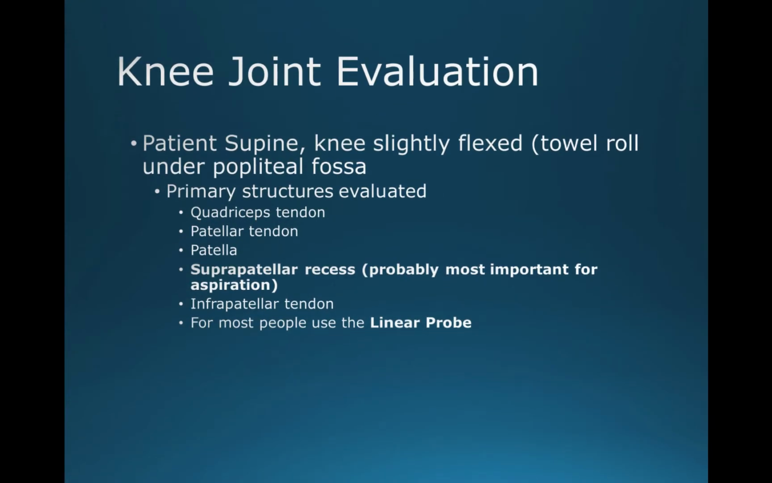So how do you evaluate the knee joint? I usually have the patient supine, knee slightly flexed. A lot of times I'll put a towel roll under the popliteal fossa. That helps distend the joint slightly and will help you better define the fluid if there is any. The primary structures you'd like to evaluate are the quadriceps tendon, patellar tendon, the patella, the suprapatellar recess, which is the most important place for an aspiration, the infrapatellar tendon, and for most people we use the linear probe.